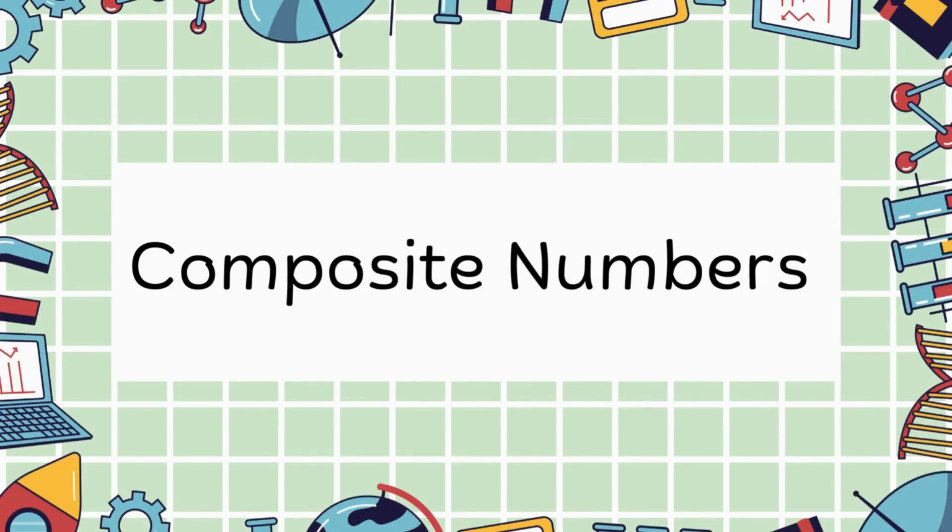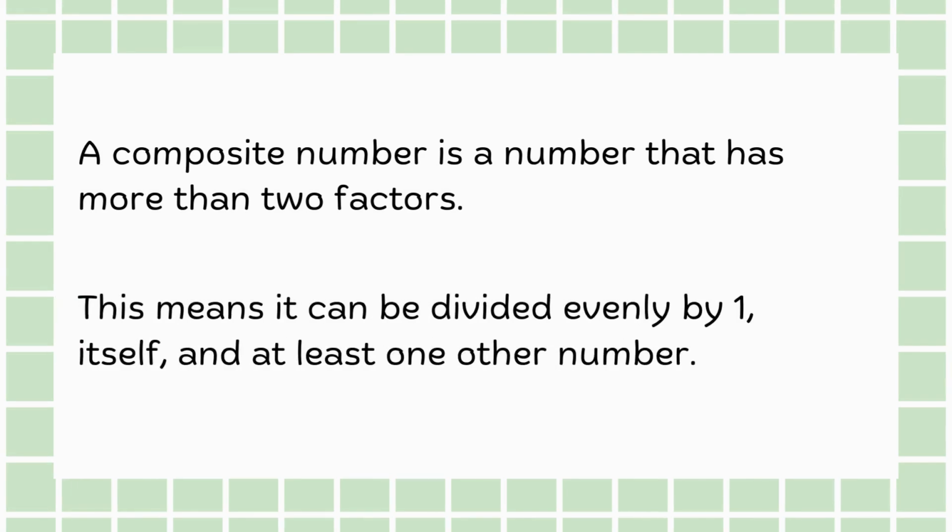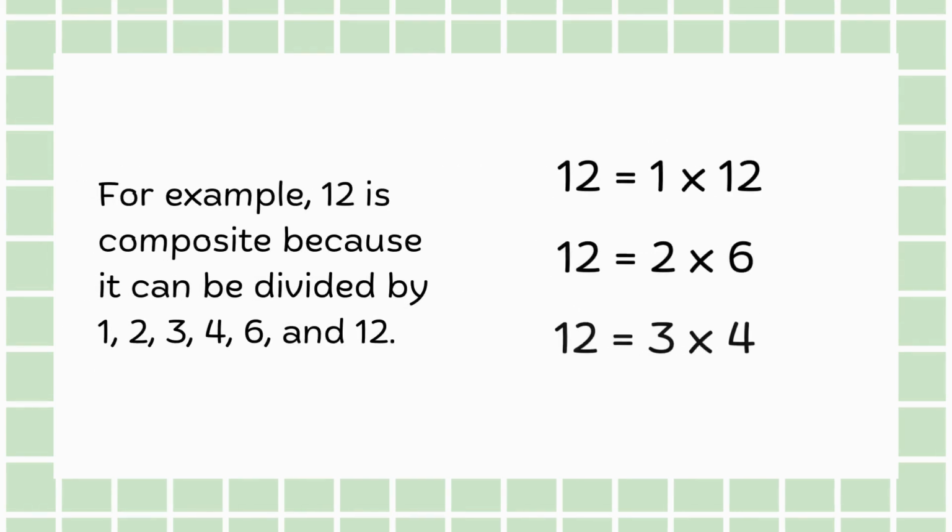Now let's discuss composite numbers. A composite number is a number that has more than two factors. This means it can be divided evenly by 1, itself, and at least one other number. For example, 12 is composite because it can be divided by 1, 2, 3, 4, 6, and 12.